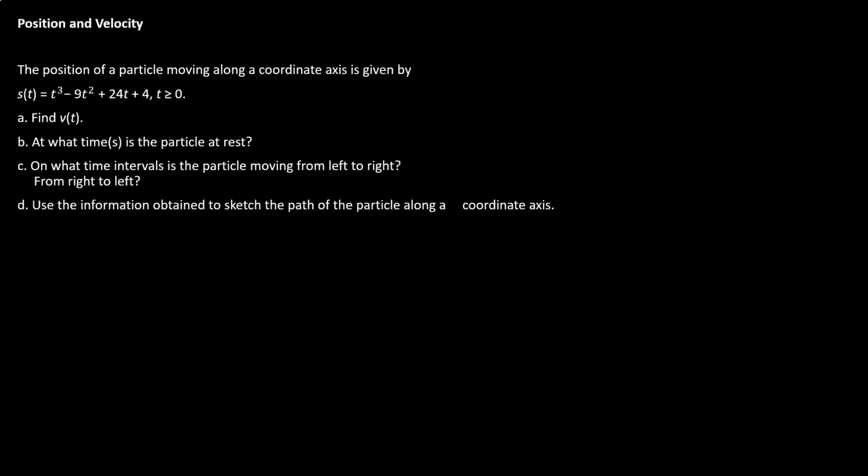Let's extend that idea to look at position and velocity. So again, we're given a position function, s of t. This tells us what position our object is at for any moment in time. Part A asks us to find v of t, so we will do that first by taking the derivative of s.